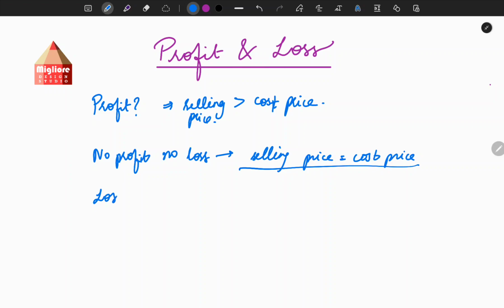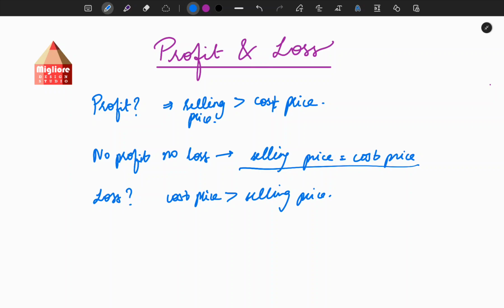Now what is loss? Loss is when your cost price is greater than your selling price. So what that means essentially is that I am buying something but I sell it for a lower price. I don't know why I would do that. There may be some reasons, but suppose I buy an apple for 10 rupees but I sell it for 8 rupees. So I have ended up paying 2 rupees for nothing. So that's why it is called a loss.